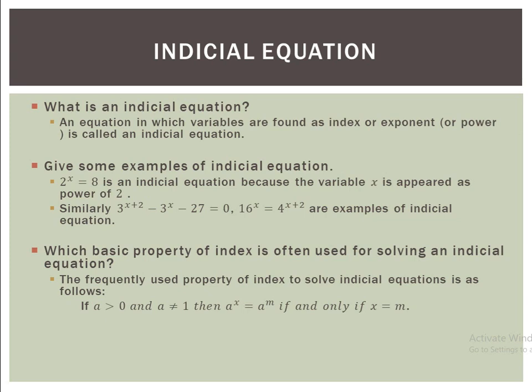To explain this, look at this condition: a is greater than 0, a is not equal to 1, then if a to the power x equal to a to the power m, then you can write x equal to m. That is, if we can express an equation in this form, then if bases are the same at both sides, then powers will be the same on both sides. But the base cannot be less than or equal to 0 or equal to 1 here.